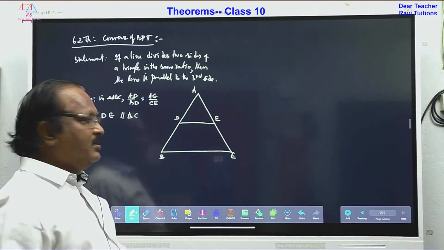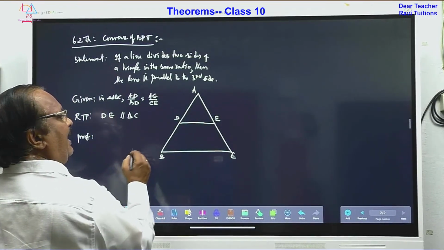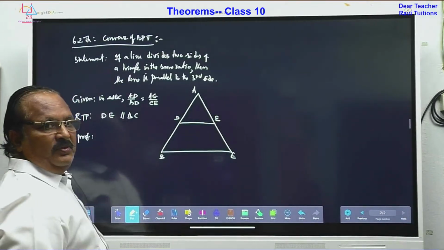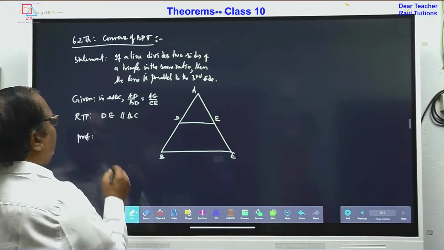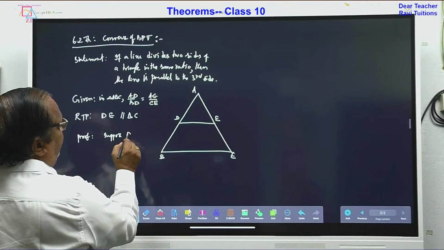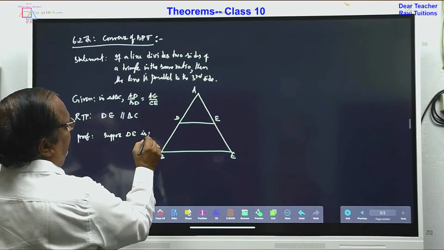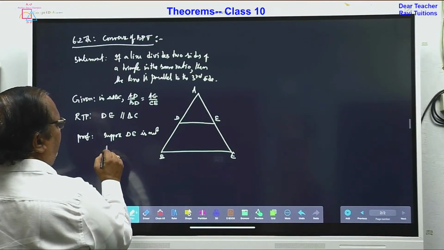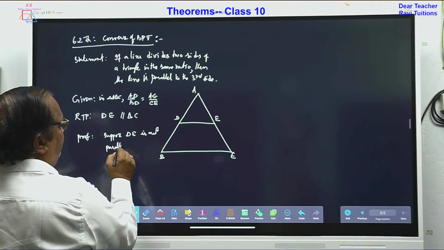Let us draw a line parallel to a line. Suppose DE is not parallel to BC.